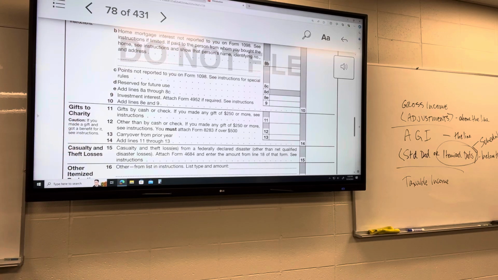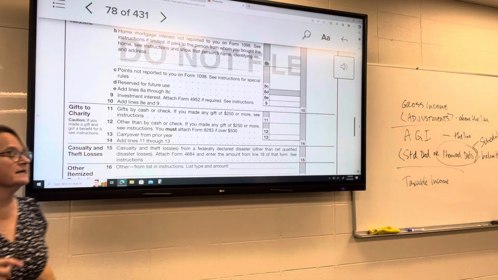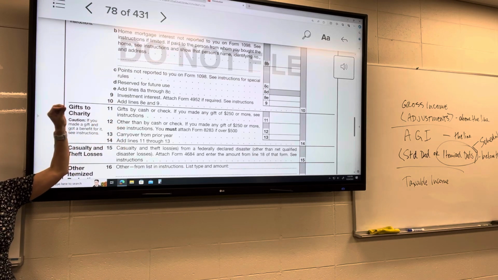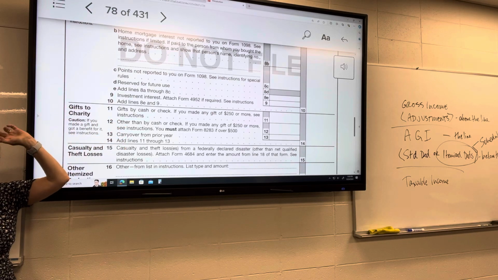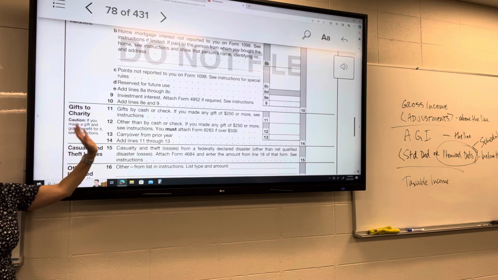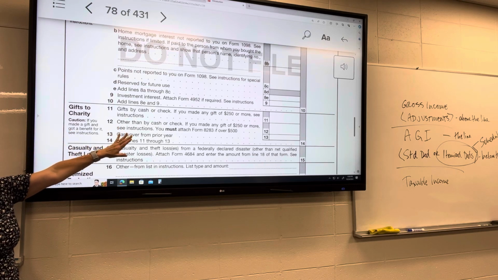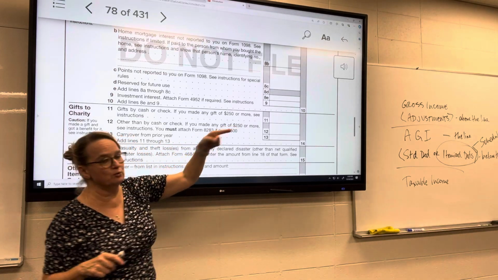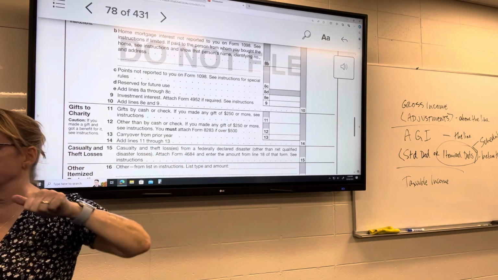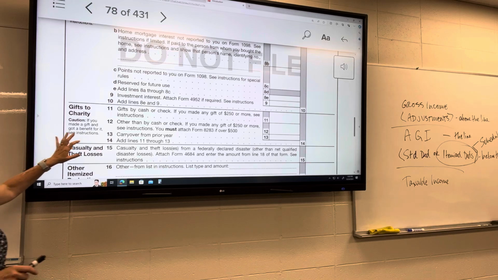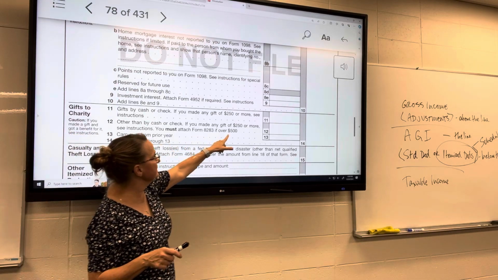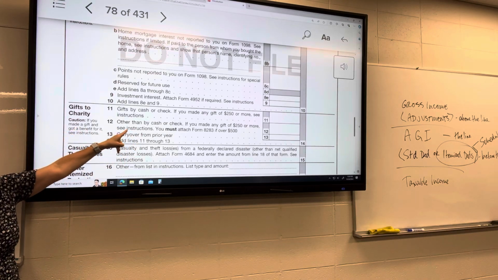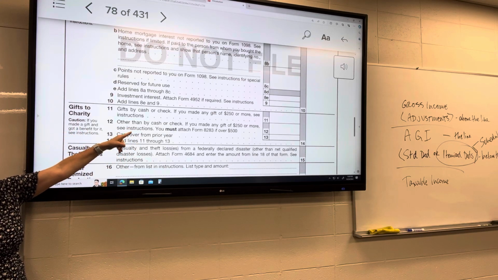Gifts to charity. I think this is the area where there is a separate form that attaches, it's not really a worksheet, it's a form, Form 8283, that you are going to work with in this chapter. And you'll see here it says you must attach 8283 if over $500. So if you have contributions that were made other than by cash or check.